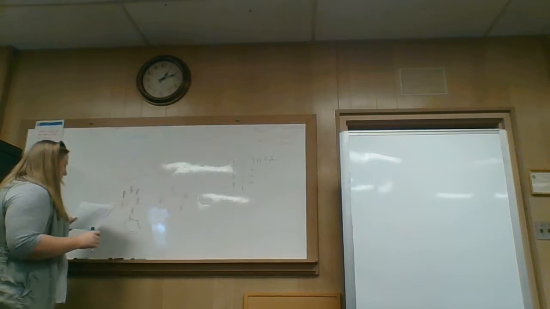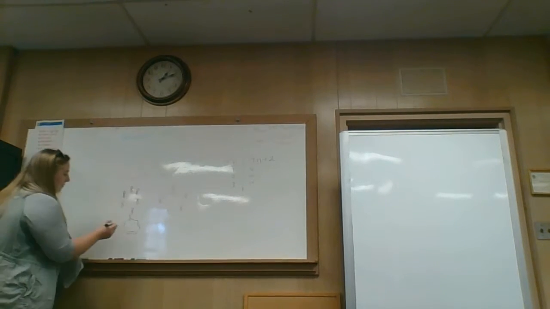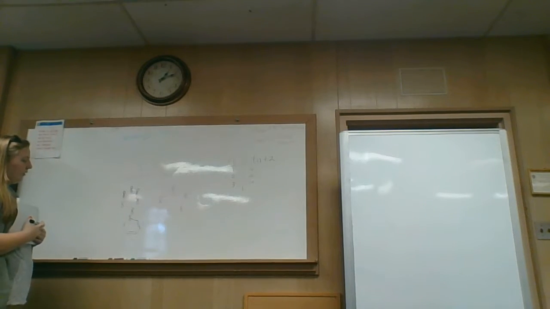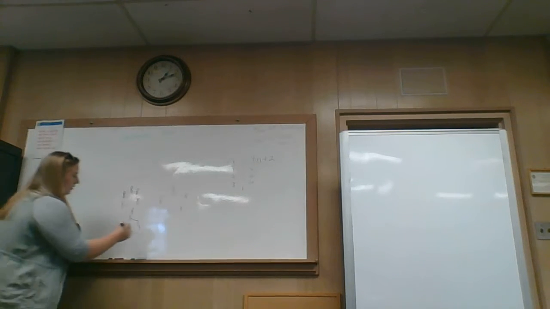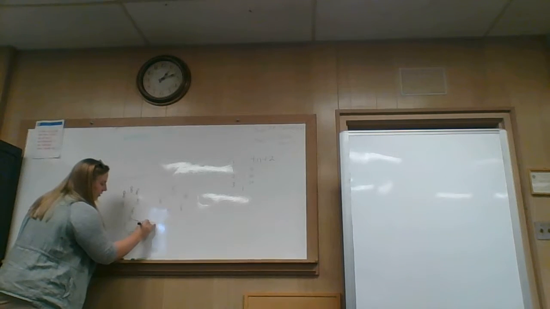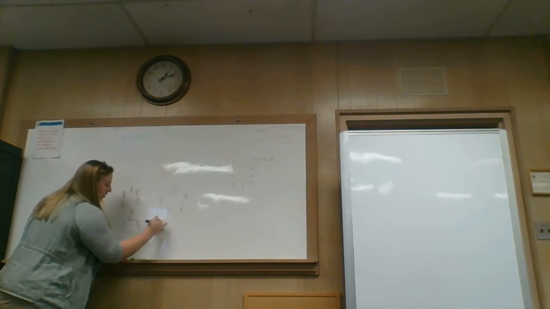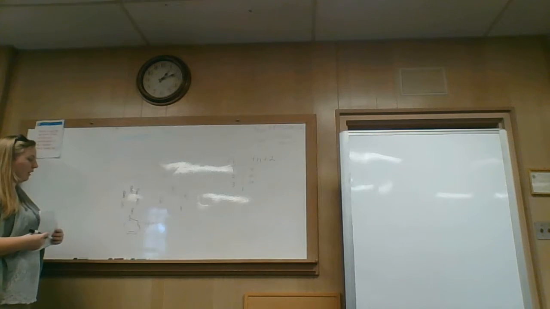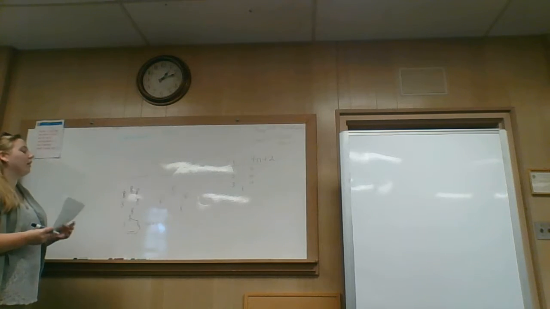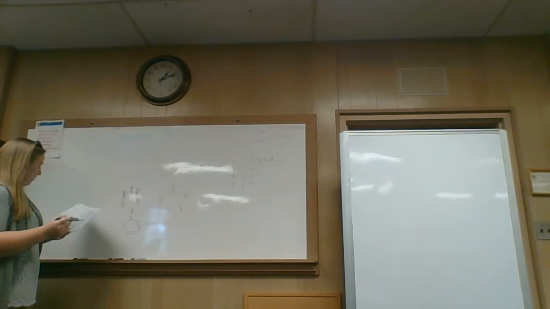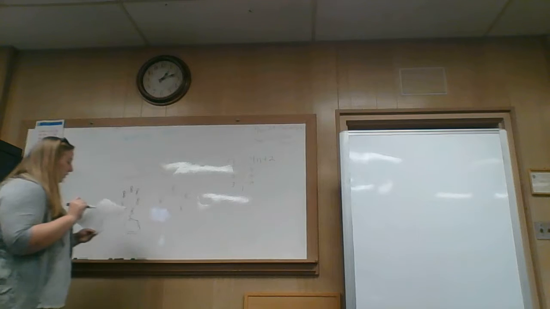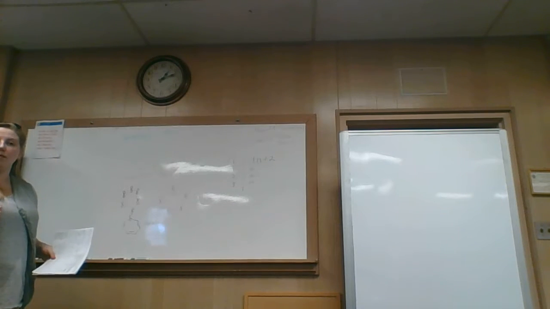If we have something like this, how many pi electrons are there? 8. So we have 2, 4, 6, 8. Would this be aromatic, non-aromatic, or anti-aromatic? Anti-aromatic, good. And what makes it anti versus non? Anybody remember?